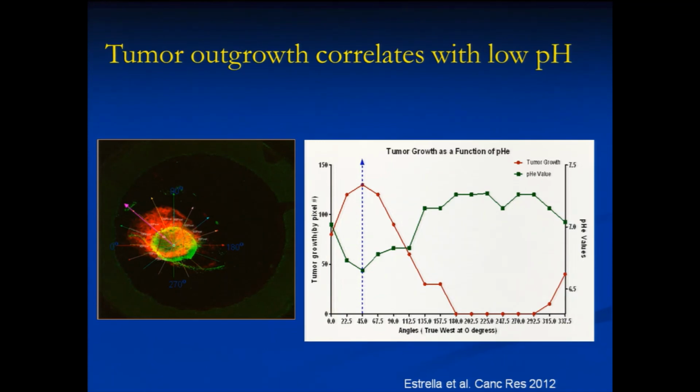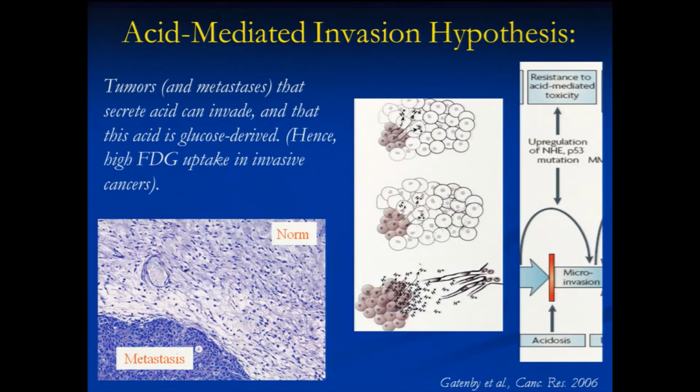By using a pH-dependent fluorescent dye, SNARF, they're able to measure the pH gradient as well, and they're able to show that in the regions of low pH, this is the direction that the tumor grew into the surrounding tissue. You can see this plotted here, where at low pH the tumor growth was the highest, and at high or neutral pH the tumor growth was the lowest. So this leads to the acid-mediated invasion hypothesis, where tumors that secrete acid can invade, and that this acid is glucose-derived.